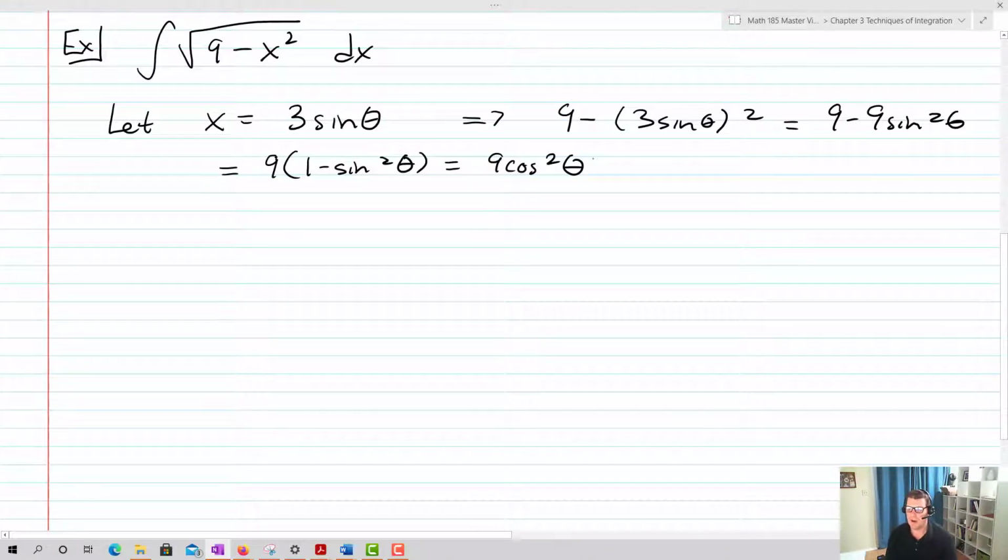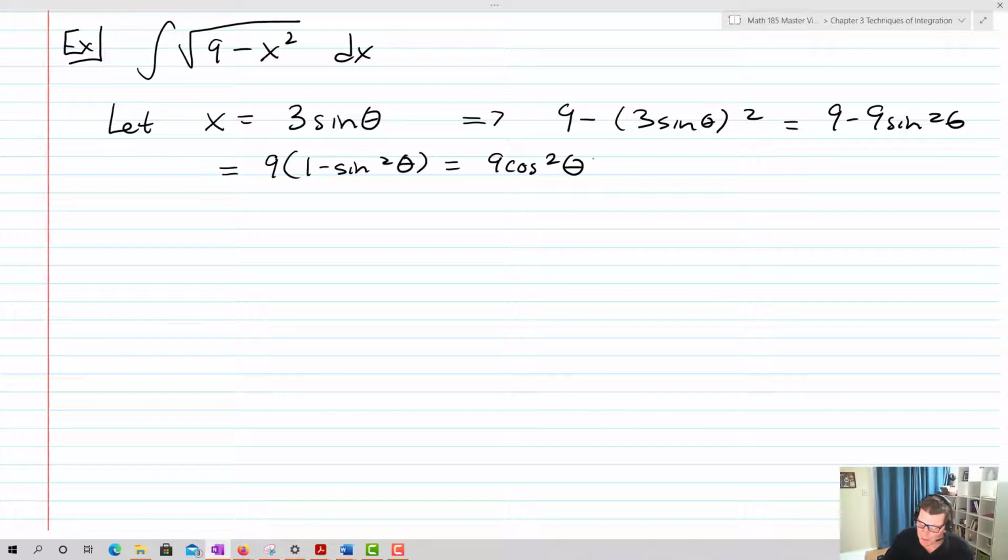Okay? So when I take the square root of it, I'm going to end up at 9 cosine theta, or excuse me, at 3 cosine theta. So I'm actually going to end up with a value that's going to be a lot easier to integrate. All right, so that's why I chose x equals 3 sine theta, because it's of the form that allows me to transform this into a single trigonometric function.